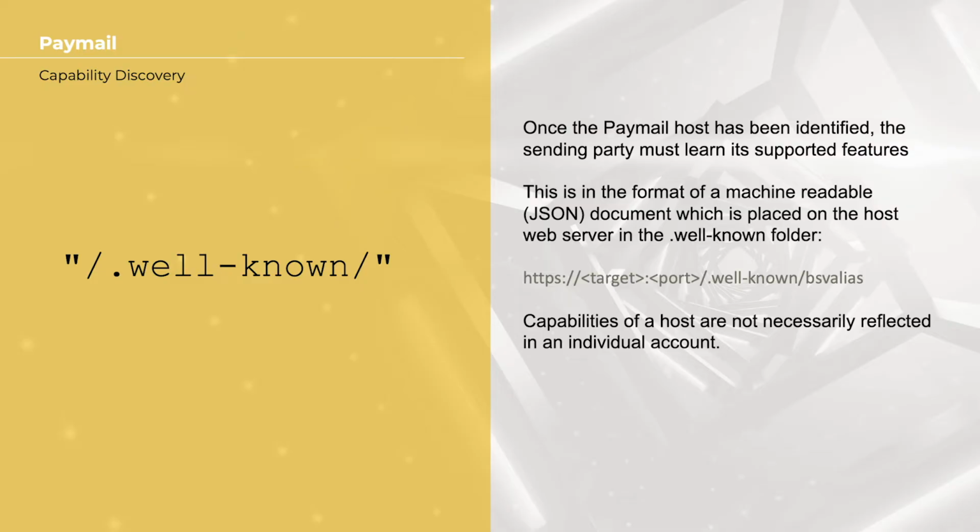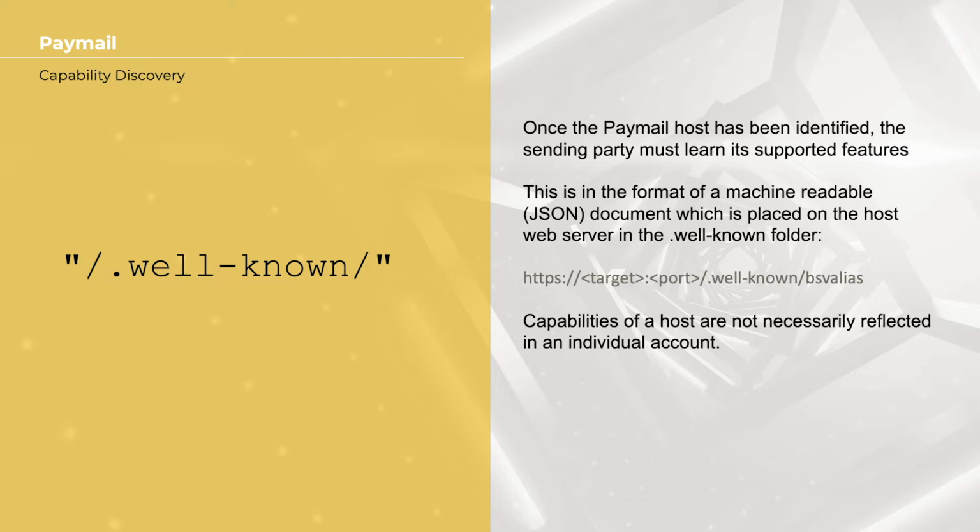So what happens is when the Paymail host has been identified, the sending party must learn its supported features. This is the capability discovery part. These are stored in a JSON file which is placed on the host web server in a folder called .well-known. And that's something that's done everywhere.